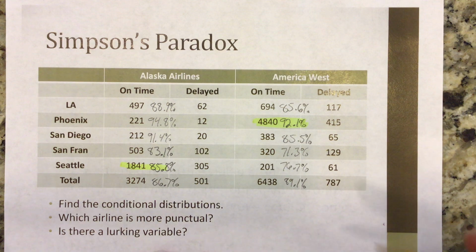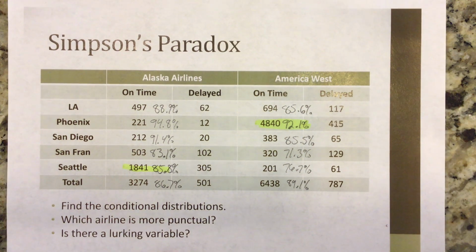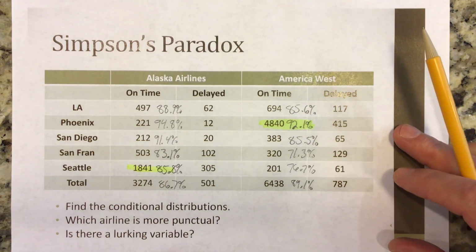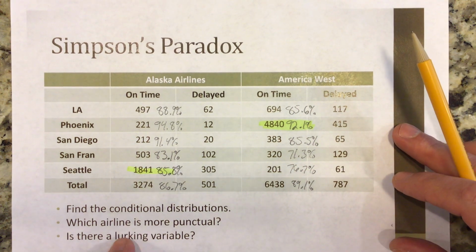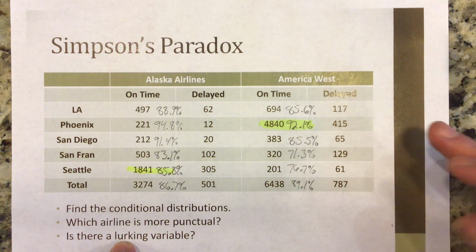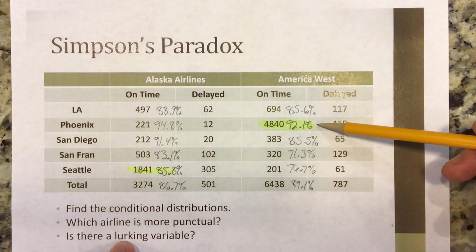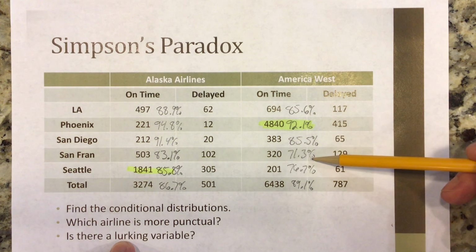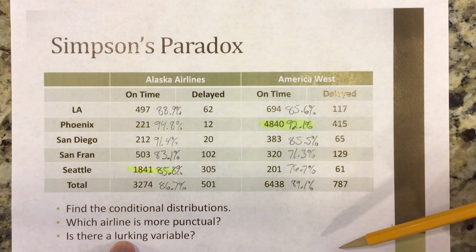Okay. When this happens, it's called Simpson's paradox. It doesn't happen that often. It's fairly rare, but it's very interesting when it does. And here's a great question. What's the lurking variable here? Why do both airlines do so well at Phoenix and they both do pretty poorly in San Fran and Seattle?